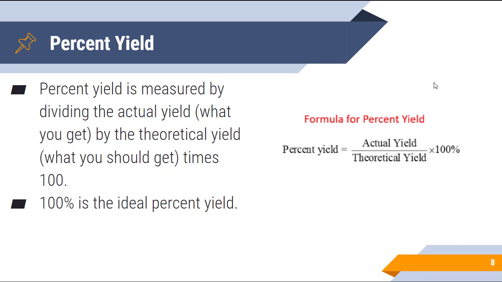Another key concept we want to talk about is percent yield. Now, percent yield is very commonly used in industrial chemistry to determine how efficient the reaction is. So what we do is we measure the percent yield by dividing the actual yield, which is what you get, divided by the theoretical yield, which is what you should get, and multiply that by 100. So ideally, 100% is the ideal percent yield. You should get what you should theoretically get. Makes sense. Sometimes it'll be lower, sometimes it'll be above, and usually that's due to experimental error. But we can do problems associated with this as well.